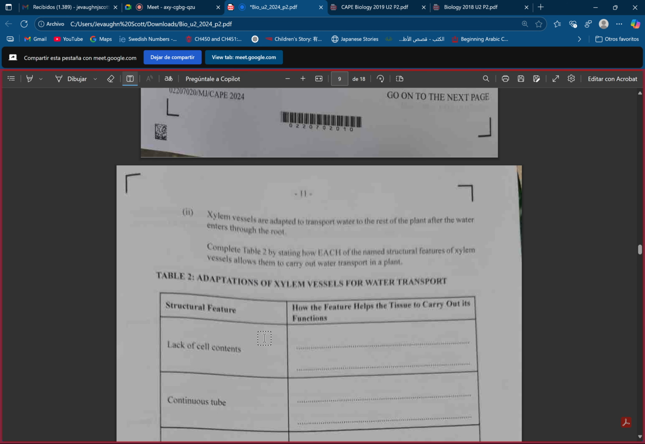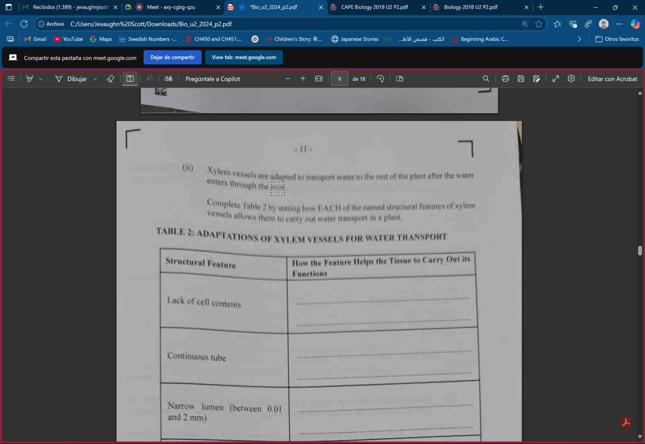All right. So the next question: xylem vessels are adapted to transport water to the rest of the plant. Oh my gosh, what a revelation! After the water enters through the root. Complete table two by stating how each of the named structural features of xylem vessels allows them to carry out water transport in a plant.